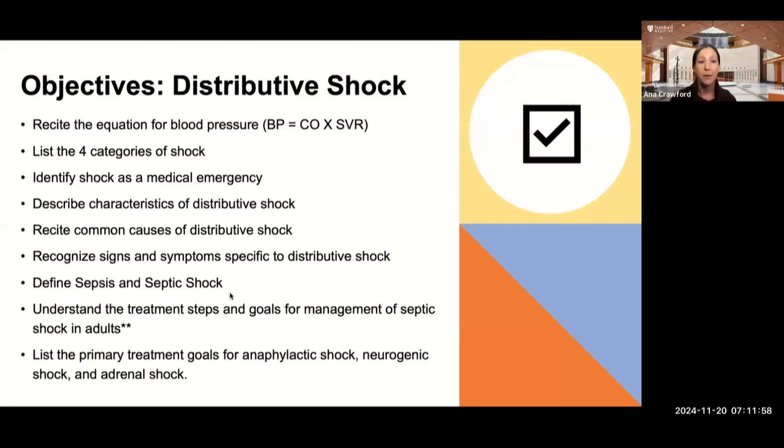We should be able to describe the characteristics of distributive shock and recite the common causes of distributive shock. We need to be able to recognize the signs and symptoms that are specific to distributive shock. At the end of this, we should also be able to define sepsis and define septic shock, and understand the treatment of sepsis and the goals for management in adults. We should also be able to list the primary treatment goals for other types of distributive shock, such as anaphylactic shock, neurogenic shock, and adrenal shock. Please note that although we will provide resources for the management of pediatric shock, this will not be discussed today.